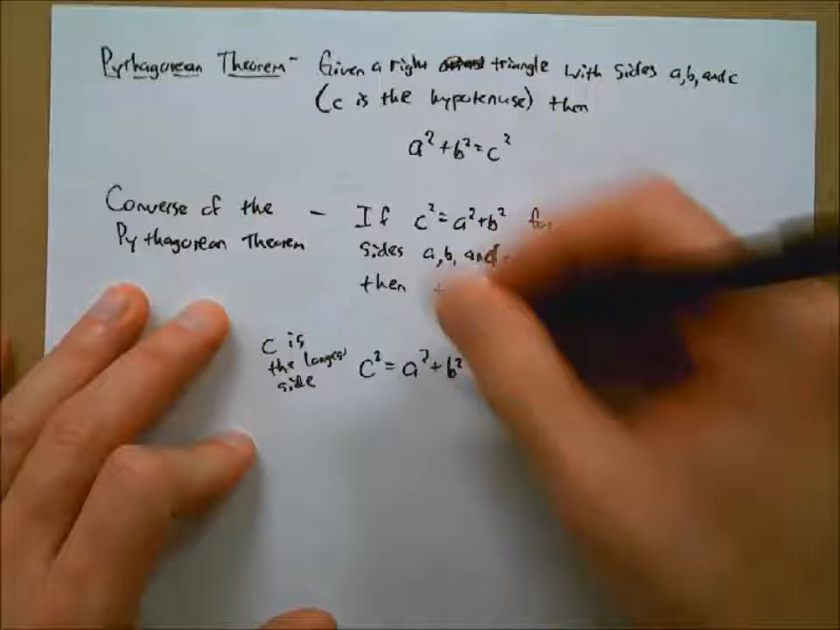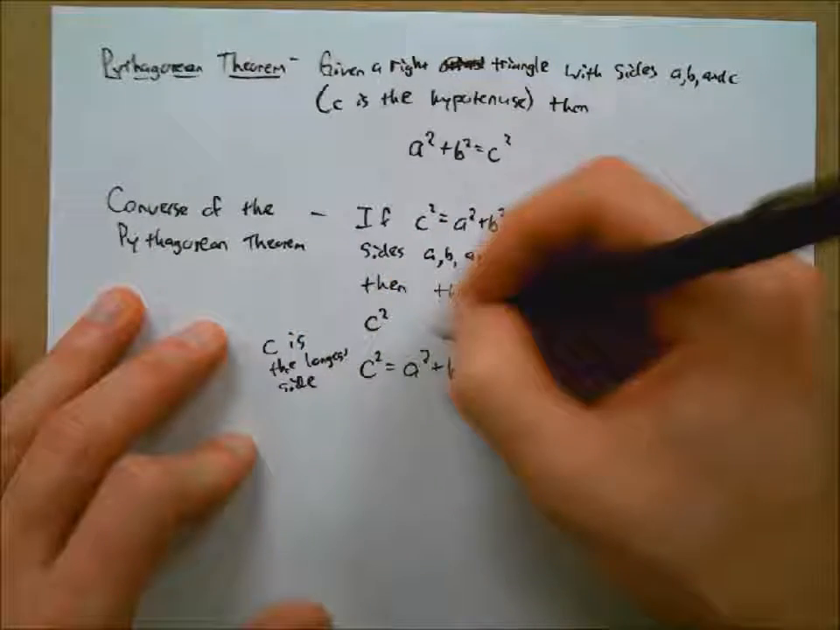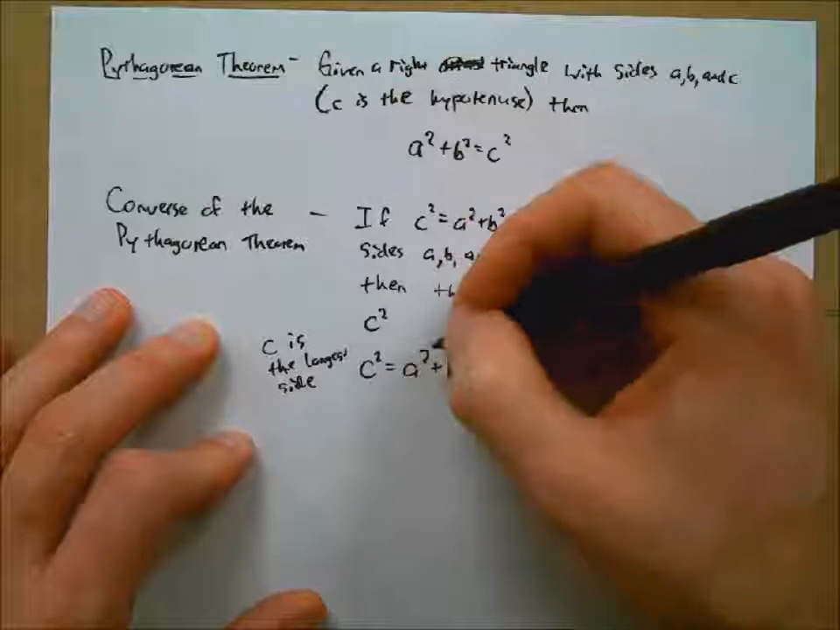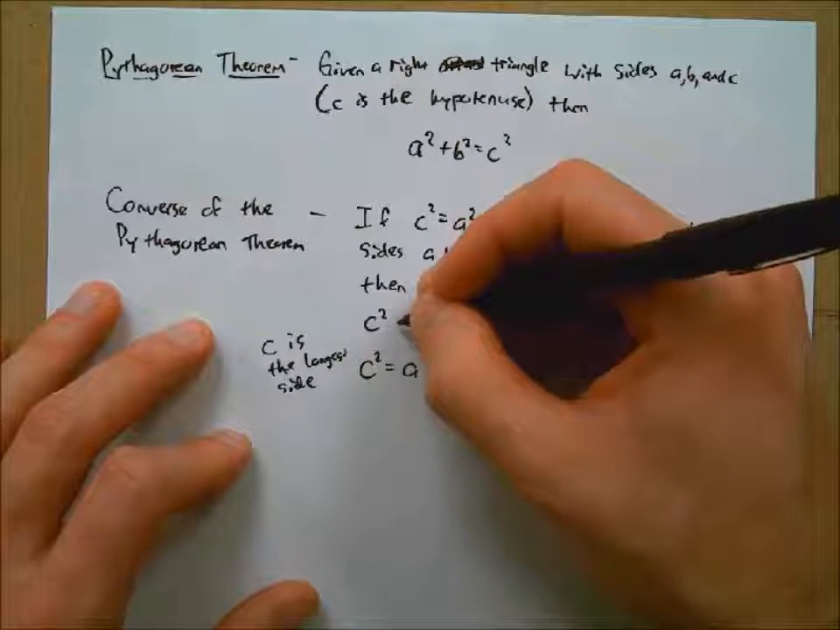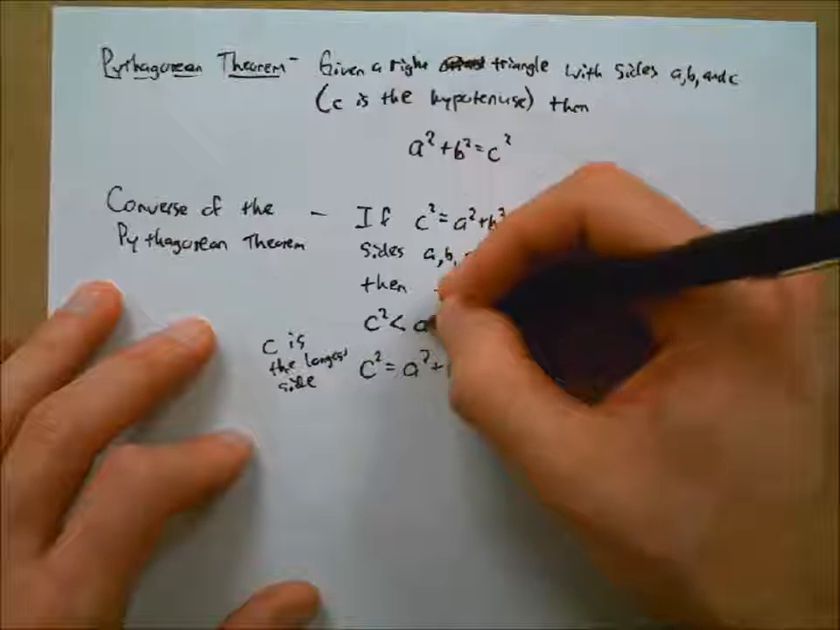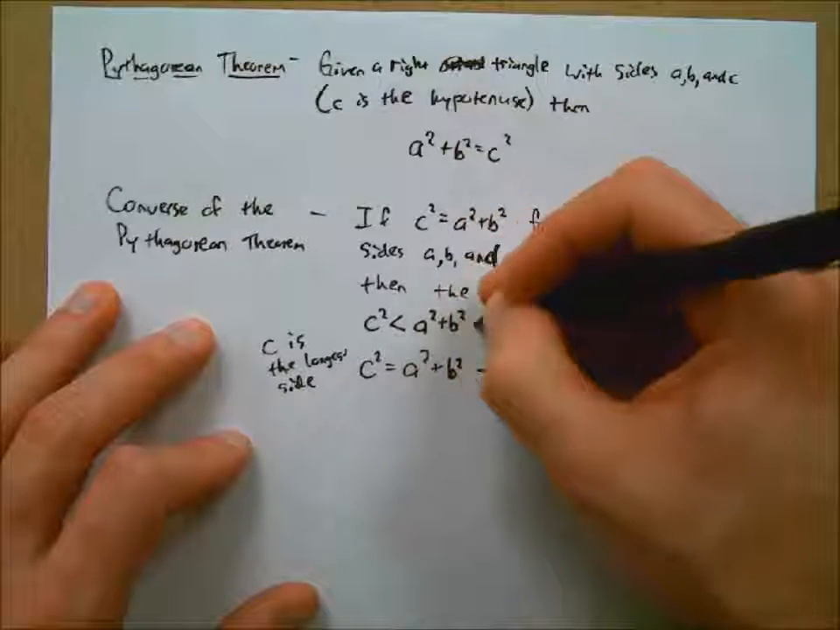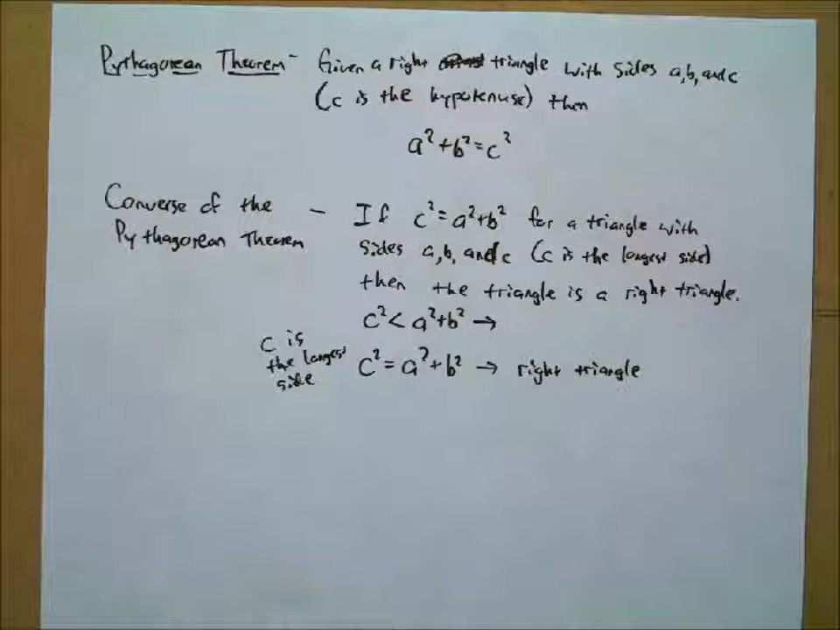What happens though, that's not always true, right? So what if we take the longest side in a triangle and we have that C squared is less than A squared plus B squared? What kind of triangle do you think that's going to be? Will it be right? No.